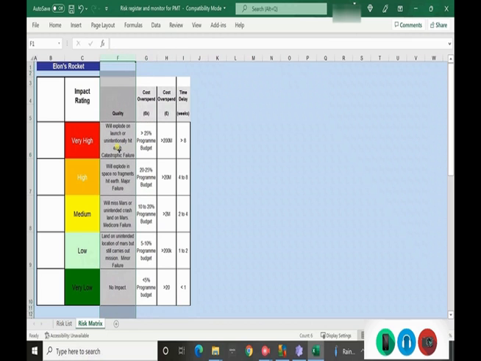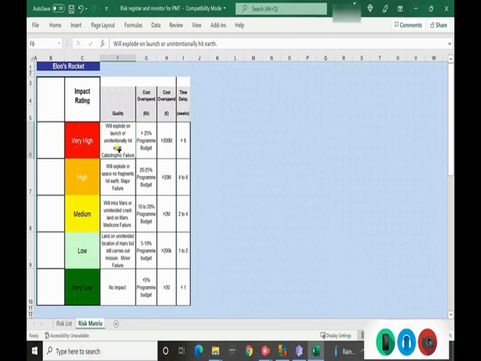The other thing is quality. In the example of Elon's rocket, a very high impact would be if it explodes on launch or it unintentionally hits Earth. Going down, it will explode in space with no fragments, it will miss Mars, or it will crash land on Mars. It will land on an unintended location of Mars, but it can still carry its mission, or it has no impact. Those are normally the three.